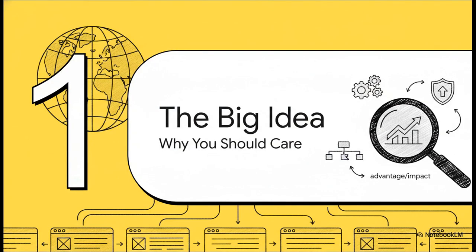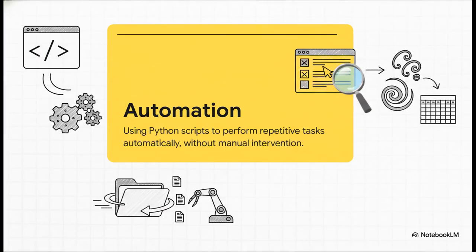Okay, so let's start with the big picture here. Why is this such a game-changing skill to have in your back pocket? At its core, really, this is all about automation. Using code to handle all those repetitive, boring tasks for you. Think about organizing thousands of files or generating daily reports. It's about letting the machine do all the tedious work for you, so you can focus on the interesting stuff.